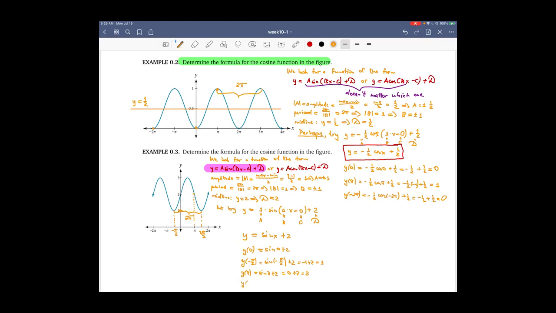Y at pi over 2, that is sine of pi over 2 plus 2, and sine of pi over 2 is 1, so we indeed get 3. Which is this point. Looks good. We confirm that the graph given is that of the function sine x plus 2.